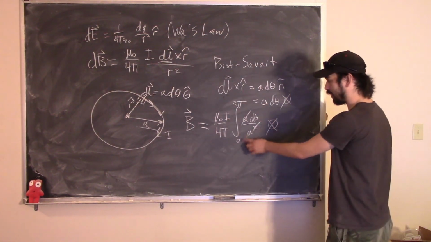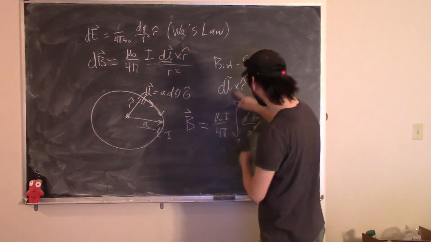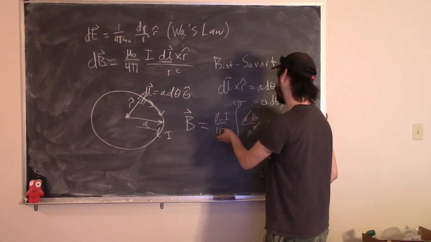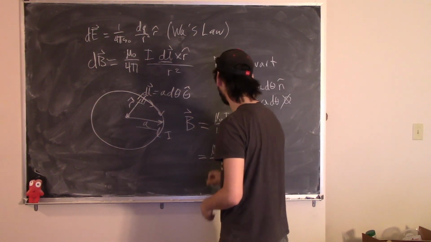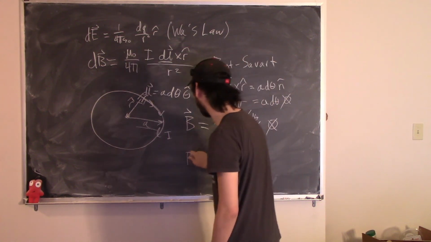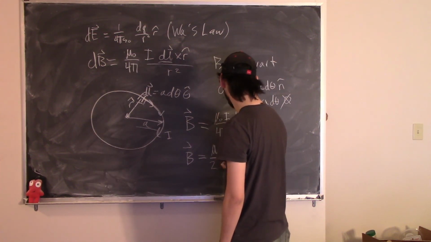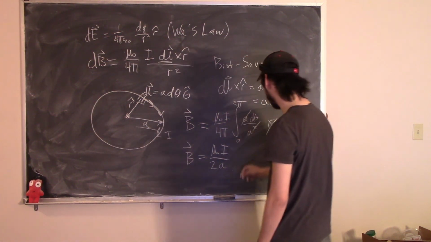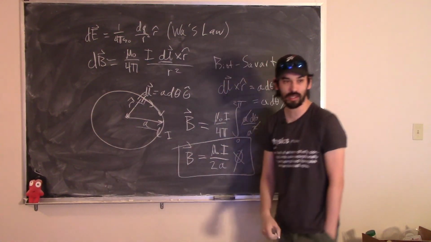So this is a pretty nice integral to evaluate. It's just the integral of a constant. So the integral of d theta from 0 to 2 pi is just going to be 2 pi. That 2 pi is going to cancel with a portion of this 4 pi that we have here. So we're left with a factor of 2 in the denominator. And so this just says that this magnetic field B is going to be equal to mu naught I in the numerator over 2 times a in the denominator, times the vector that's going to be pointing in.